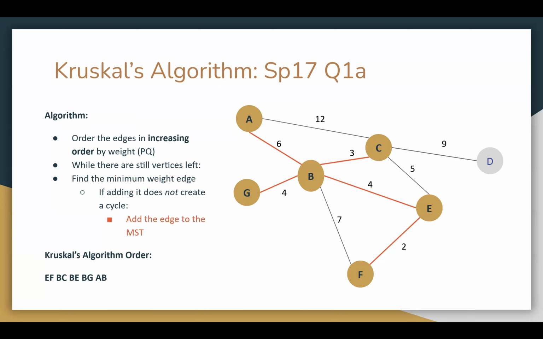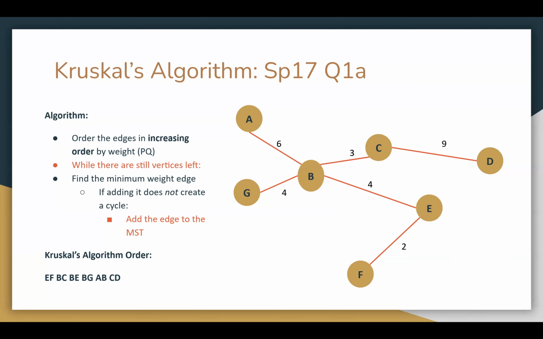And now if you can see, we only have D left to include in the tree, which is going to be the edge CD with a weight of 9. Doesn't create a cycle, so we add that, and that's the minimum spanning tree. It looks like this for better clarity. Any questions about how we did this?